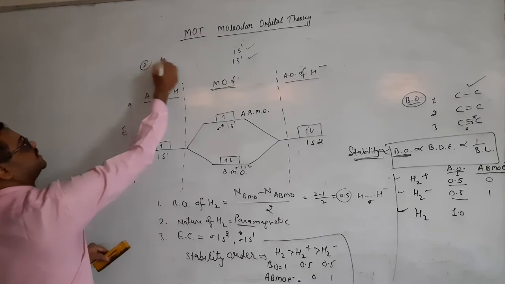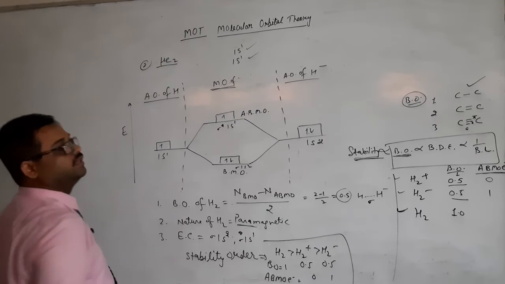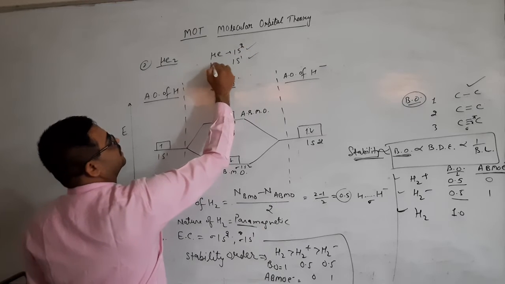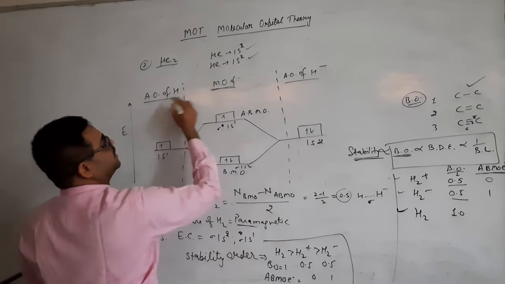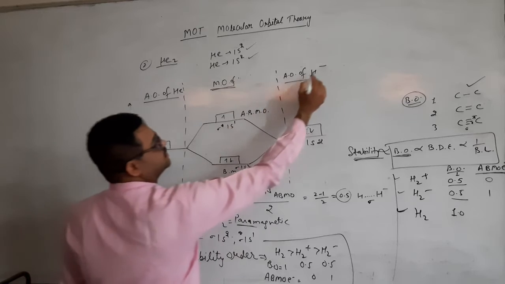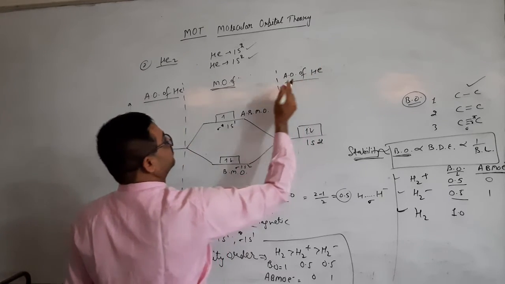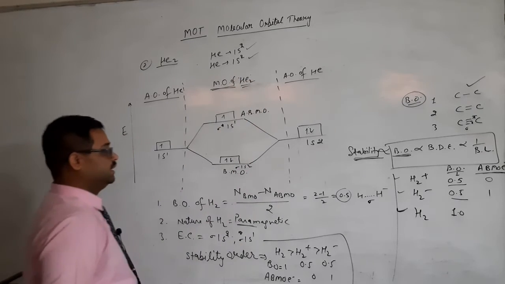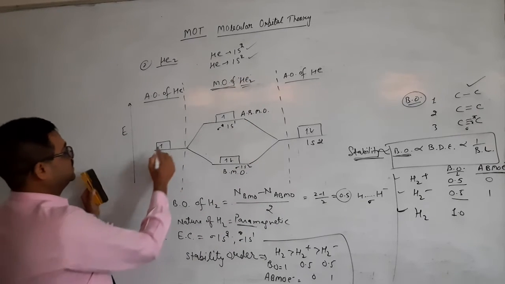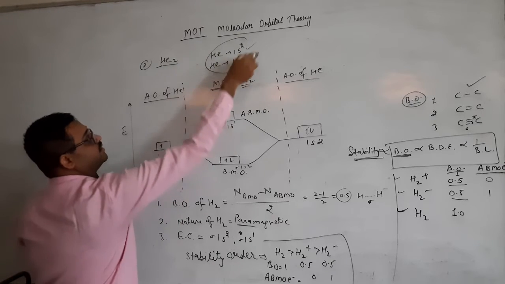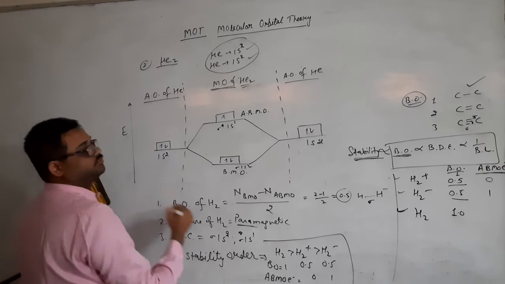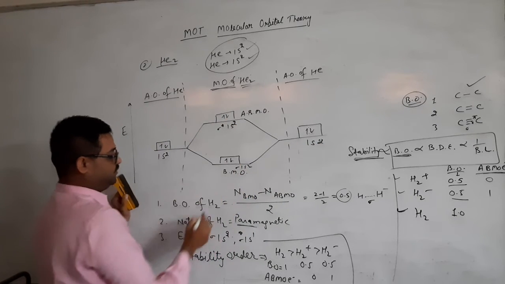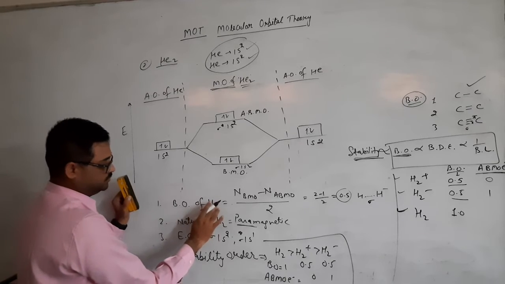I am taking the second example, that is He2. He has 1s2, He has 1s2. I am taking two He atoms, one here and one there. Now the MO of He2. Now you see, as we see from the electronic configuration, two electrons are there in each orbital. So first we are talking about the bond order of He2.